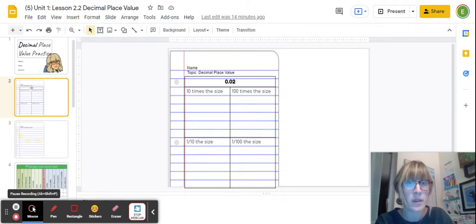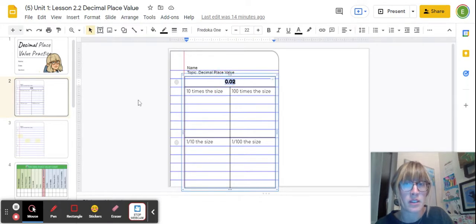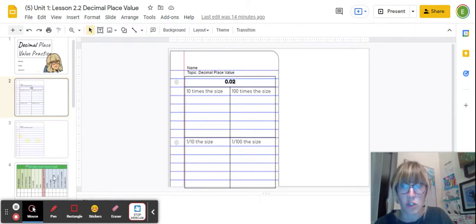You can pause the video. Great, welcome back. Now that we have our notes set up, we're going to make this be 10 times the size and 100 times the size of our target number. Our target number this time is going to be 0.02.